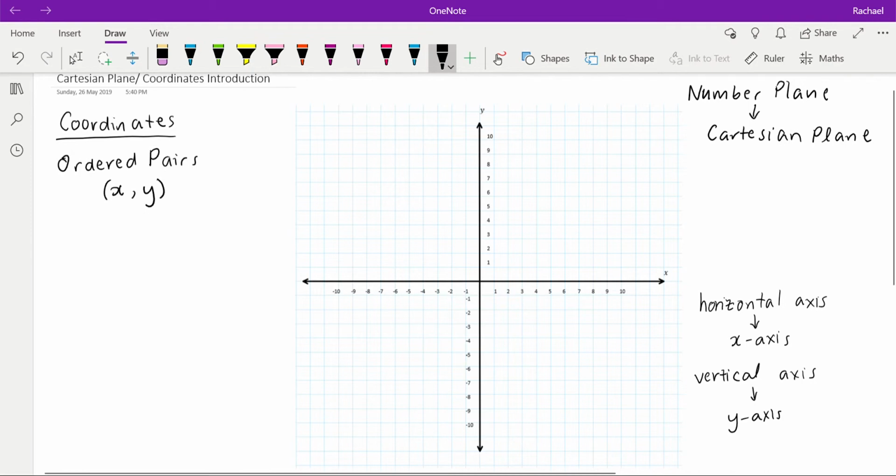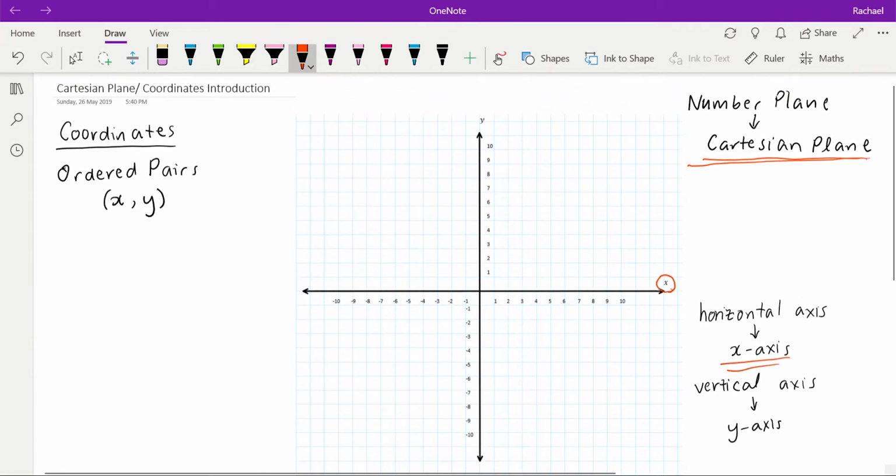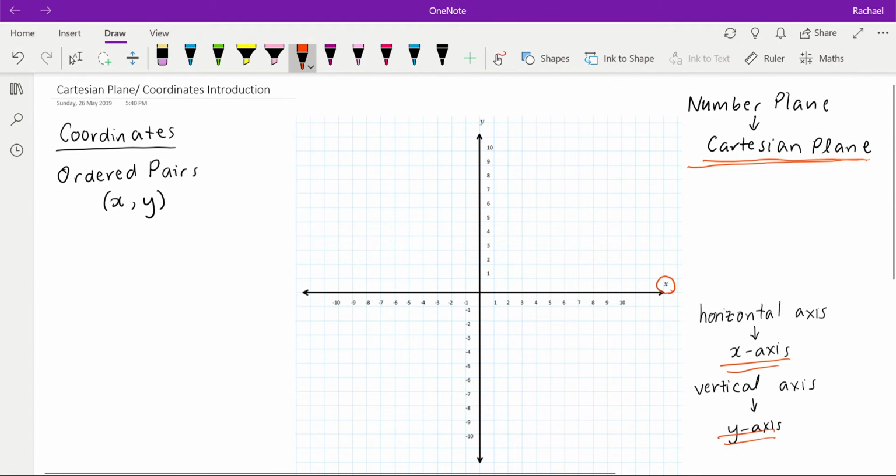Now, if you think back to primary school, we would have been taught that this is the number plane, but seeing as we're in high school, we're going to start calling it the Cartesian plane after a mathematician called Descartes. And now we're going to note a few changes on the number plane, and that is the horizontal axis is now going to be called the x-axis, which we can see by the little x here. And the vertical axis is now going to be called the y-axis, which we can see by the little y here.